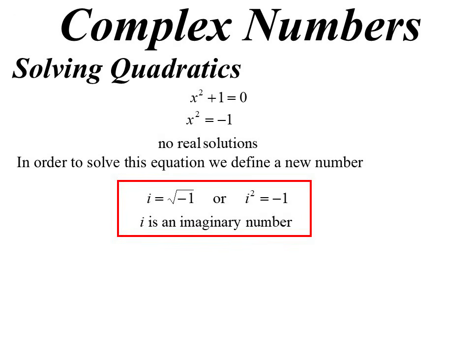x squared equals -1. We can now say, oh, well, hang on, that's all right, because x will equal plus or minus the square root of -1, which is i. So we now have answers to our equation. x equals plus or minus i.